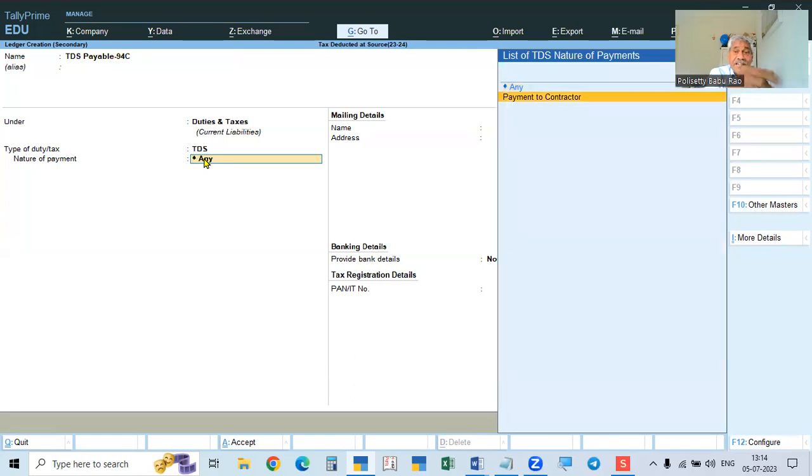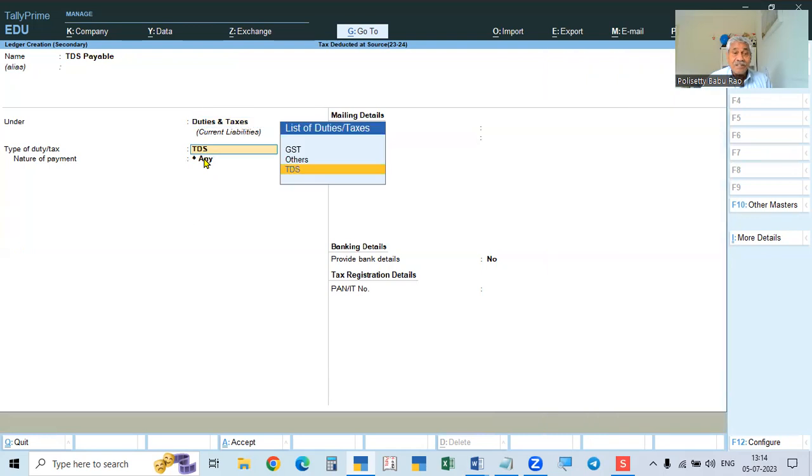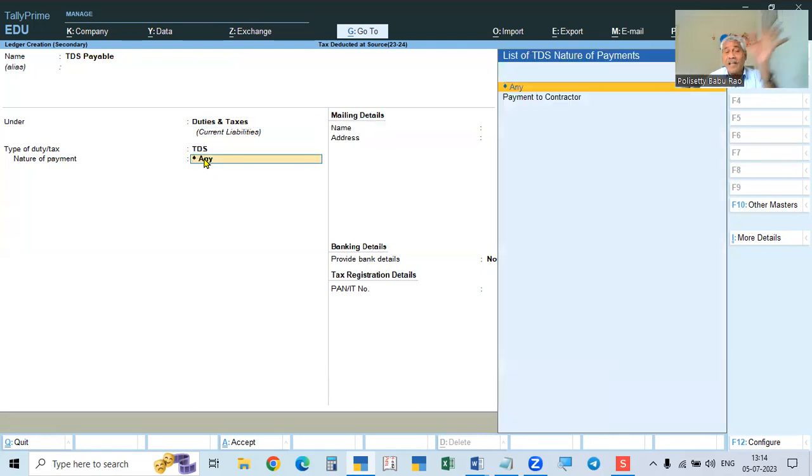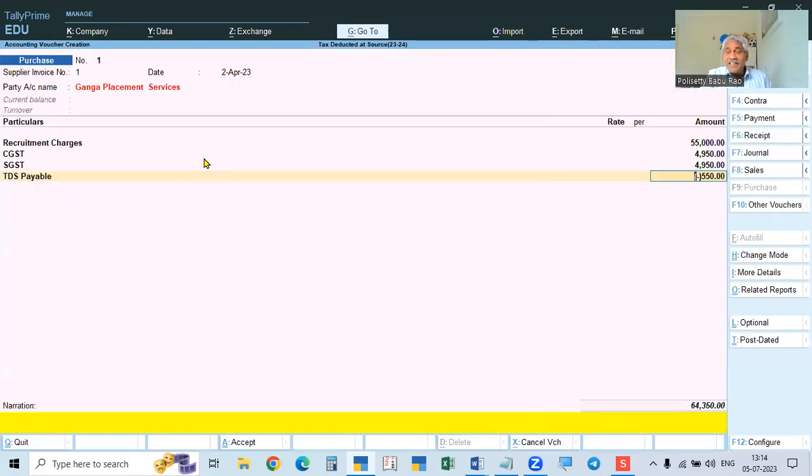So TDS payable 94C, TDS payable 94A, TDS payable 94J. For each type of payment, we have to create an account. If you simply create TDS payable, in such a case, you cannot create many accounts. So we will take it as any, because all the types will come in this. With this completed, we have now completed this deduction. We made all the settings.